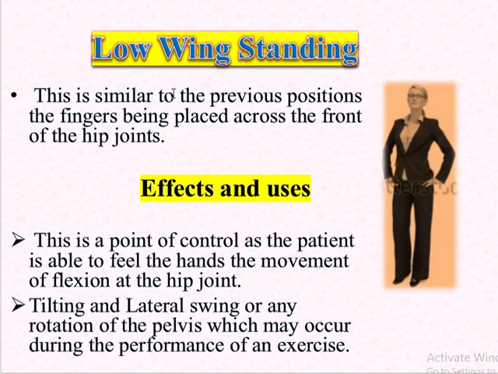Low wing standing. This is similar to the previous position, but the fingers are placed across the front of the hip joint. This is the difference from wing standing. Effect and uses. This is the point of control, as the patient is able to feel with the hands the movement of the flexion at the hip joint. Tilting and lateral swing, or any other rotation of the pelvis which may occur during the performance of the exercise, may also be felt.